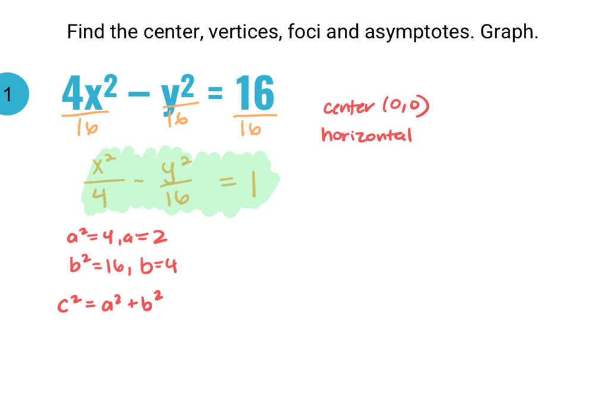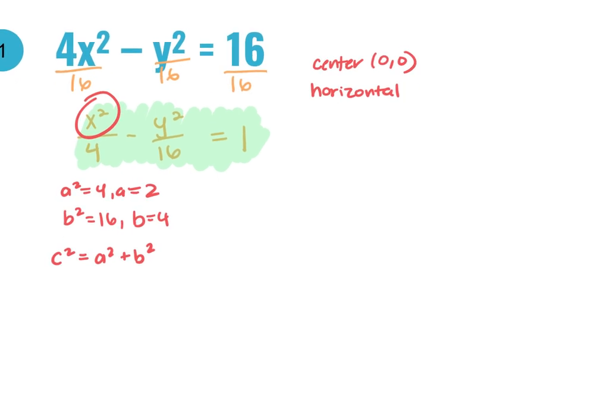How do you find out that it is horizontal? Whatever letter comes first. So if it's x, x is the positive one and y is the negative one, then it's horizontal. If y comes first, so the x has the minus on it, now it's vertical. So it depends on what comes first this time. If x is first, it's horizontal. If y is first, it's vertical. All right, so then c squared equals a squared plus b squared.